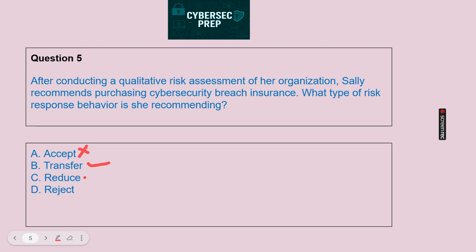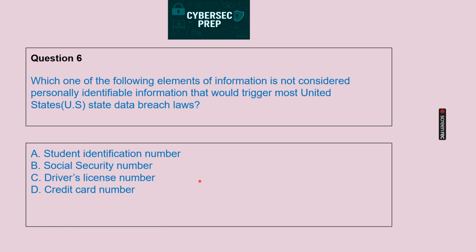and reject. So again, as I told you, the reduce and reject is also not the right option, because here we are not trying to reduce the risk. We are just transferring the risk by purchasing the cybersecurity breach insurance from a third party. So the correct option for this question is option B. Moving on to the next question.